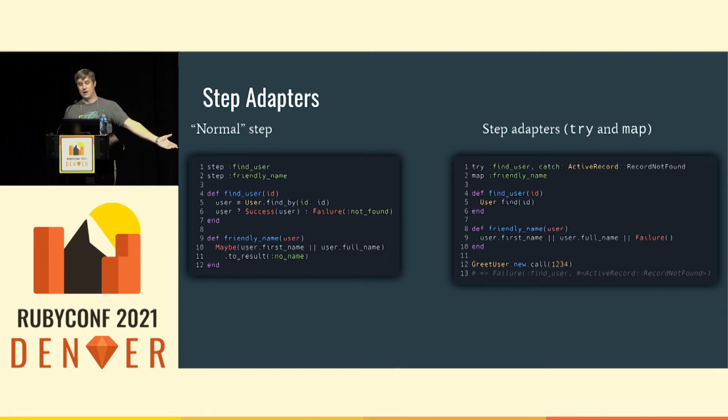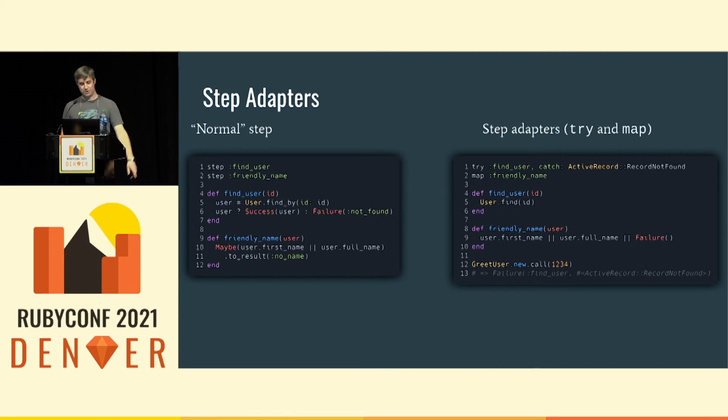The first is now a try, which returns a success if the first method returns something, and a failure if it raises the exception that's listed there in catch. If it raises any other exceptions, that exception escapes the transaction too. Since in active record, the find doesn't find anything, it raises an exception, we can catch that and turn it into a failure. Then the friendly name now uses map, which wraps whatever the method returns in a success.